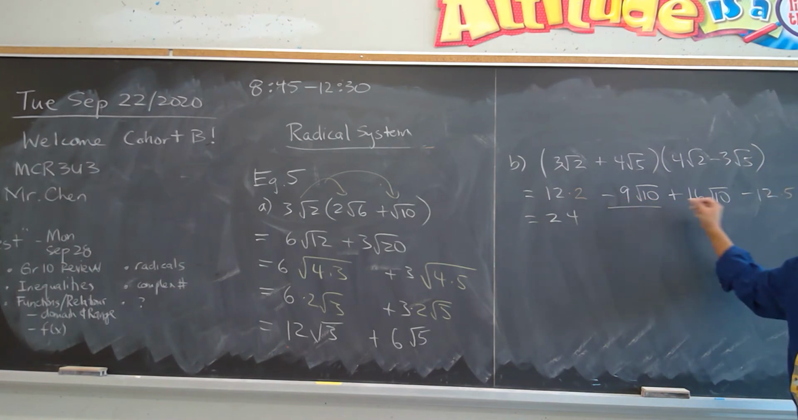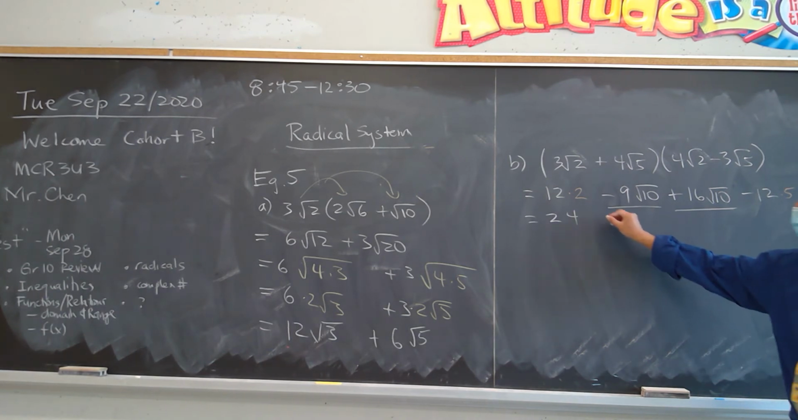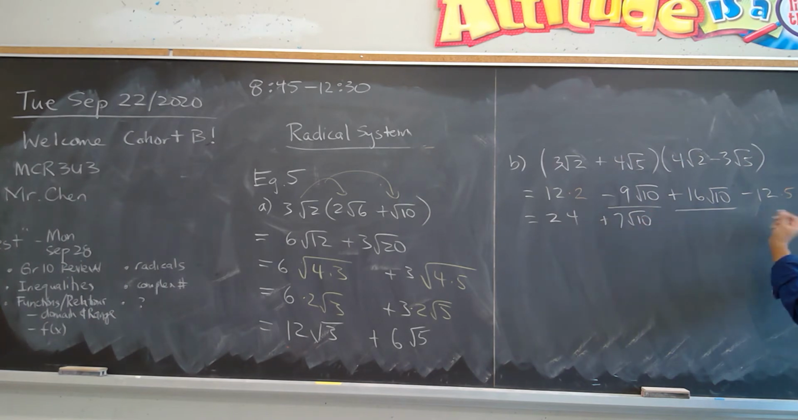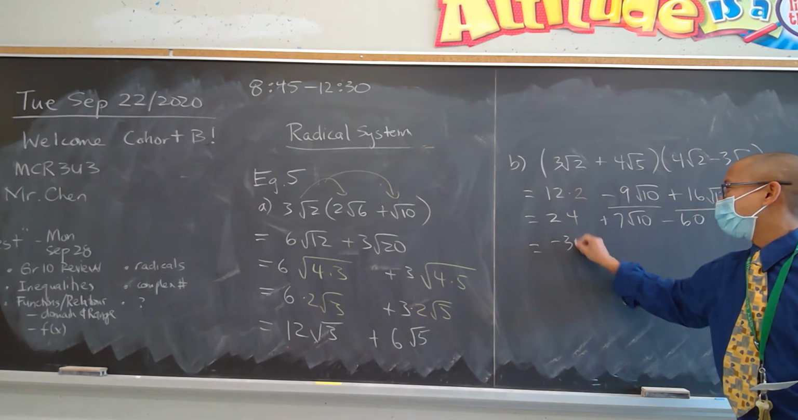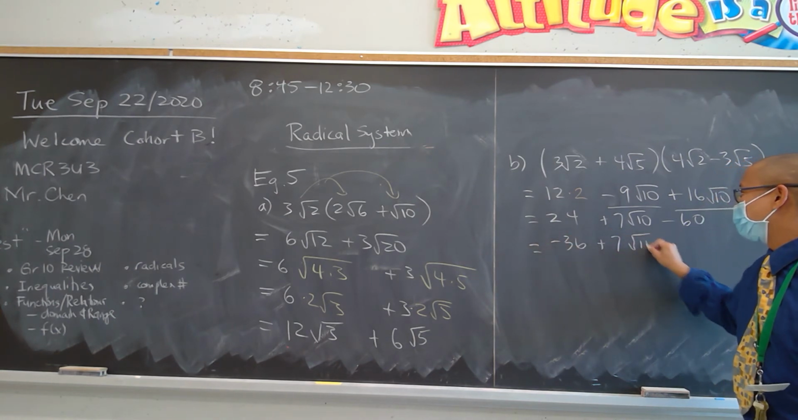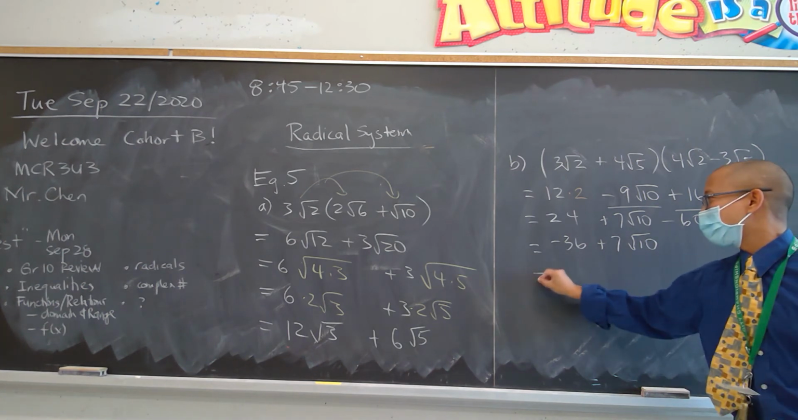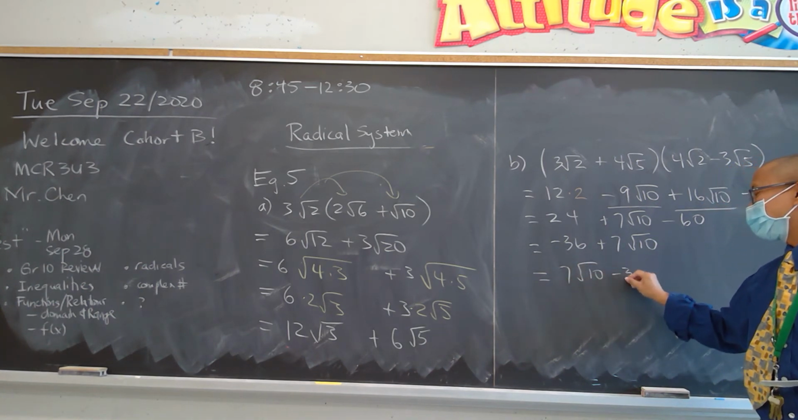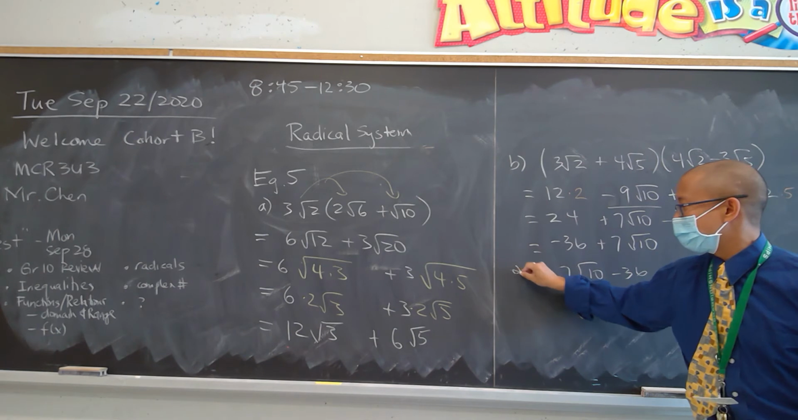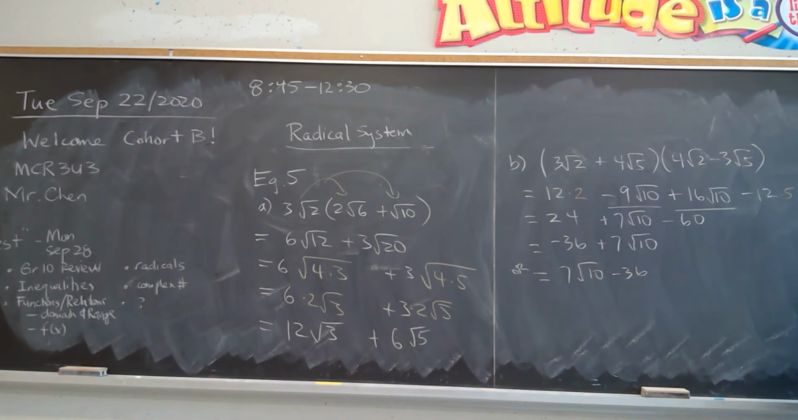And then negative 9 root 10 plus 16 root 10, those are like terms. And I think that's 7 root 10, right? And then that's negative 60. Tell me, 24 minus 60, what is that? Yeah, Jasmine? Negative 36. I think so, negative 36. And I think that's the answer. Or if you write it like this, 7 root 10, that's also fine. But I think that's the answer we're looking for.